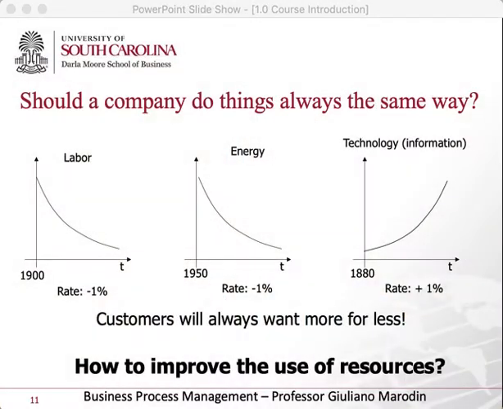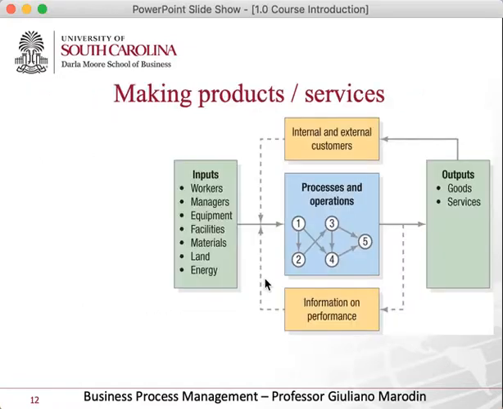So we know now why we actually need to improve, to keep a company in the market. The final question here in the slide is how to improve, right? How to make sure that we're using less labor, less energy, less space, less materials to produce more value to our customer, right? So first you need to look at what does that mean? What does that mean to produce something, a product or a service?